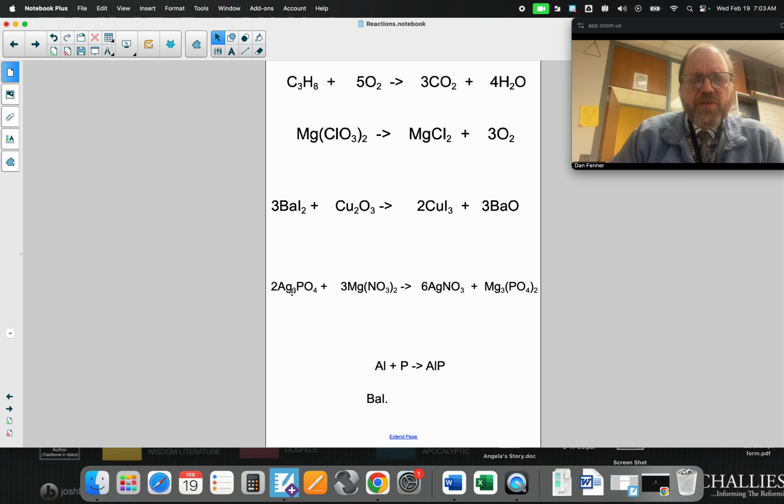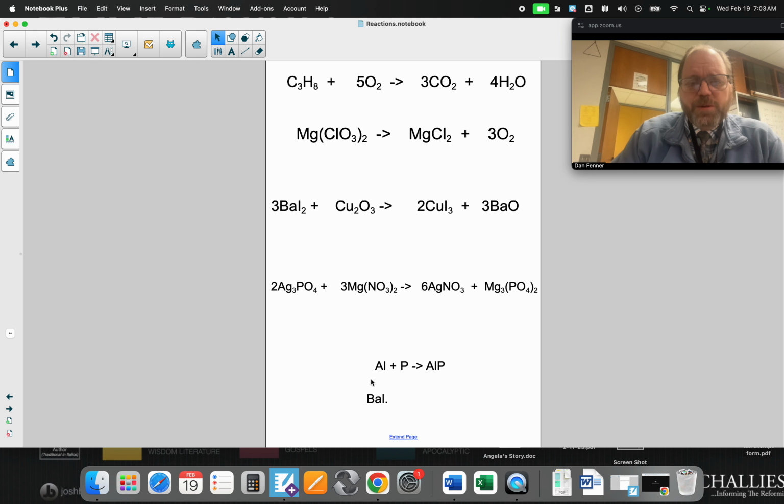Let's try this. We have 3 silvers, 1 silver. We can start by putting a 3 over here. We've got 1 magnesium, 3 magnesium, put a 3 over here. Let's do phosphates. I've got 1 phosphate, I've got 2 phosphates. So put a 2 over here, that changes that to 6. So this becomes 6 now. I now have 6 nitrates, NO3s. I have 2 times 3, 6 nitrates. That's balanced. Now we could do all the oxygens if you want. I think you end up with 24 oxygens at the end there.